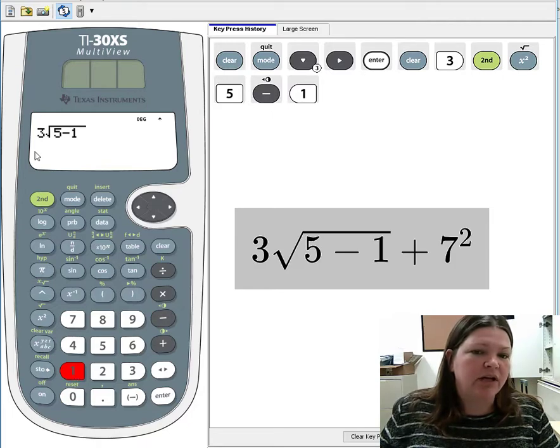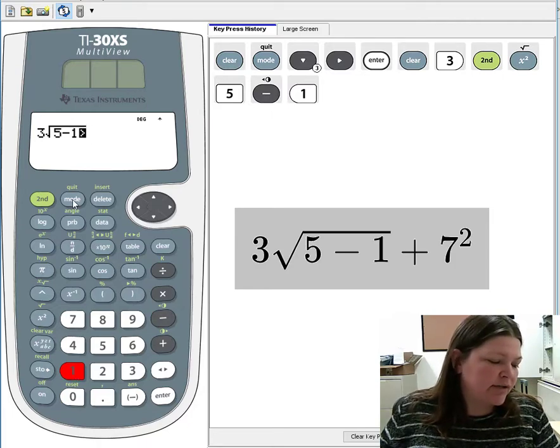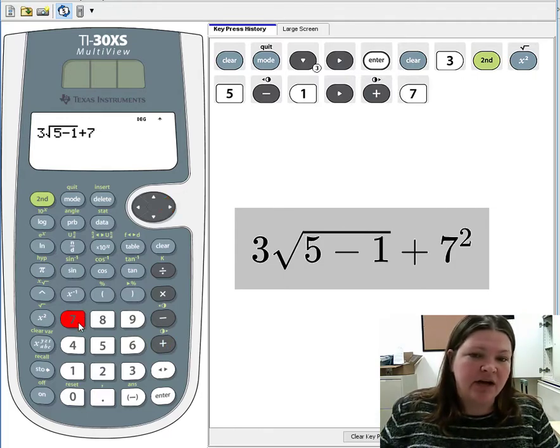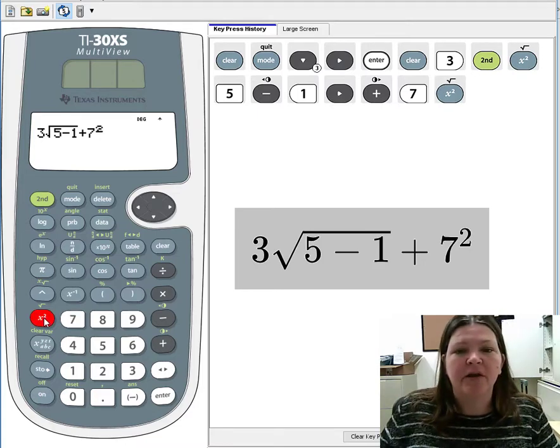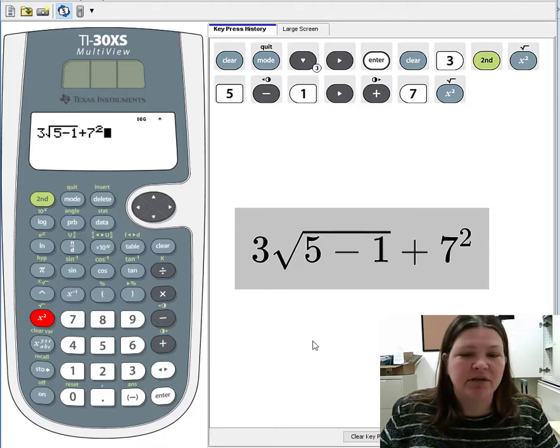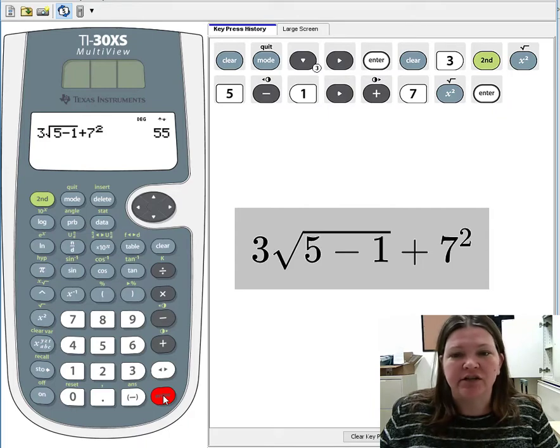But if you want to get out of the square root, like I'm done with what's under the square root now, the next symbol, the plus, is outside of the square root, so I need to press right arrow to get outside of the square root. And then I can hit plus, and then 7, and to square, the quick and easy way to do that is just to press x squared here. And I can see my expression looks just like that one, 3 times the square root of 5 minus 1 plus 7 squared. Pressing enter, I see that that gives me 55.